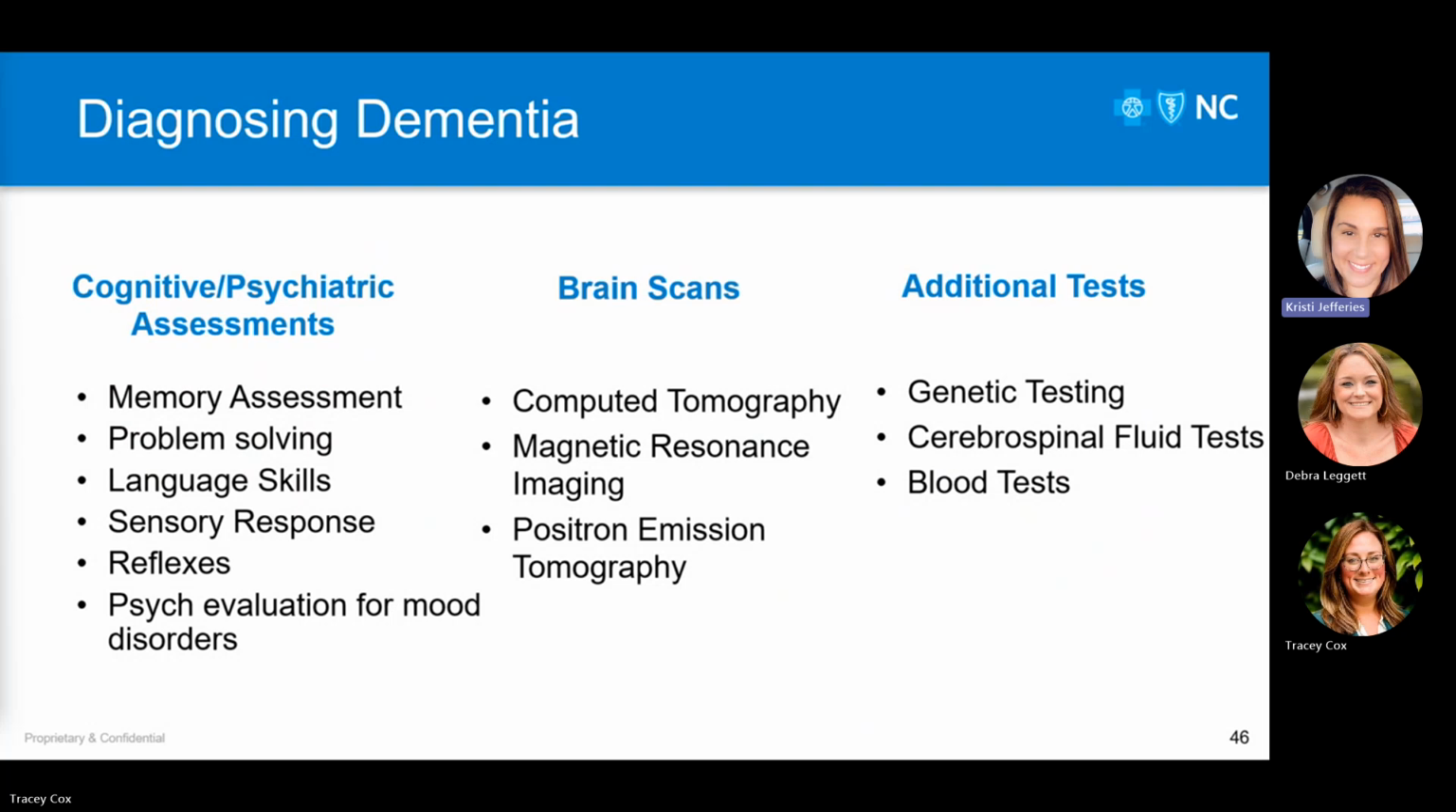Finally, a PET scan can be used to diagnose dementia by measuring the concentration of glucose in the brain to reveal how the brain is utilizing energy, or it can be used to measure the buildup of abnormal amyloid protein in the brain.